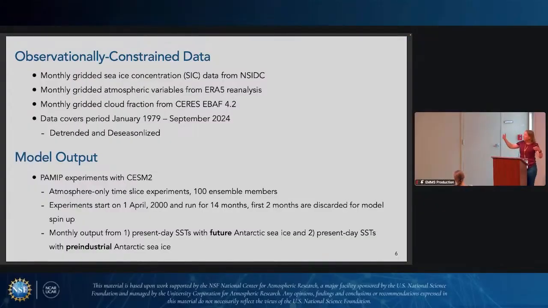So basically, if you take the difference between those two experiments, you can isolate the impact of just a change in Antarctic sea ice state on the atmosphere. This gives you a more direct ability to see just the implications of Antarctic sea ice change, or loss in this case.